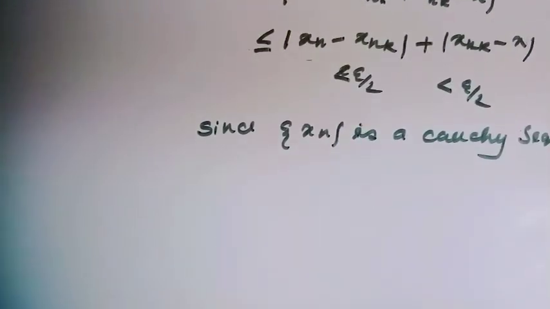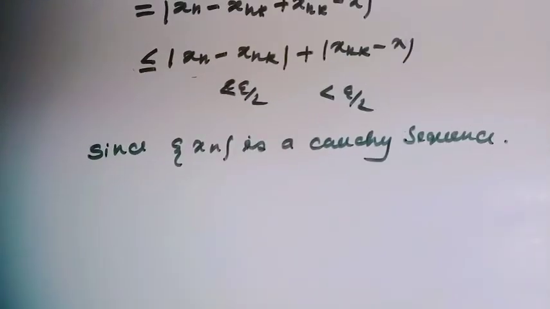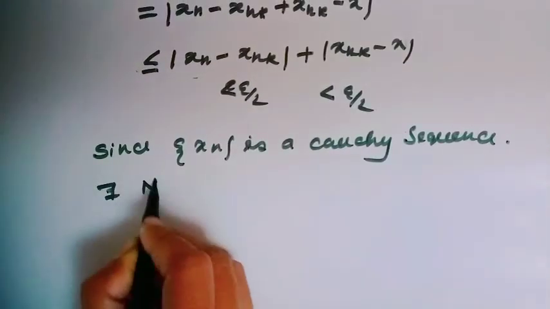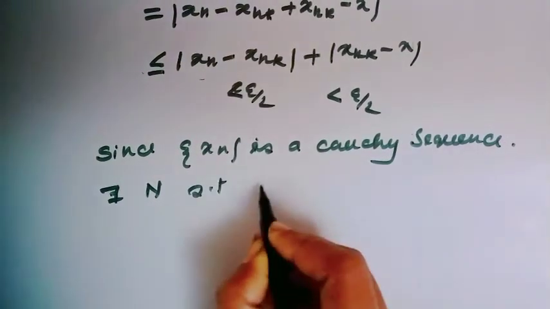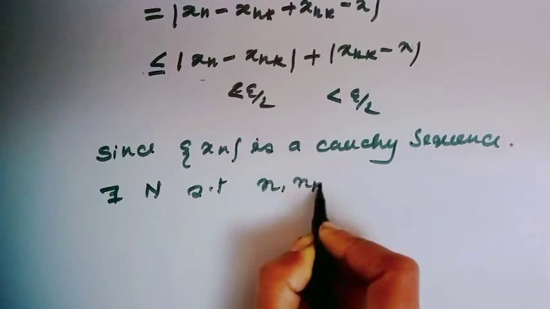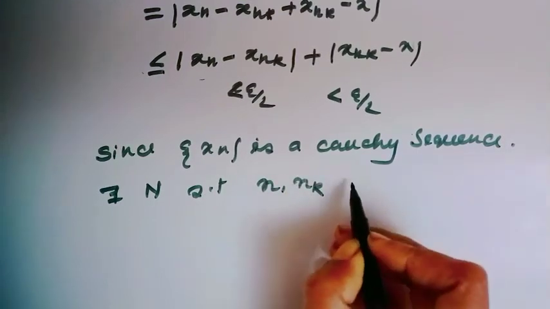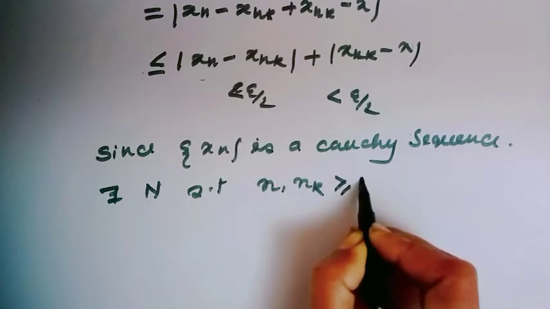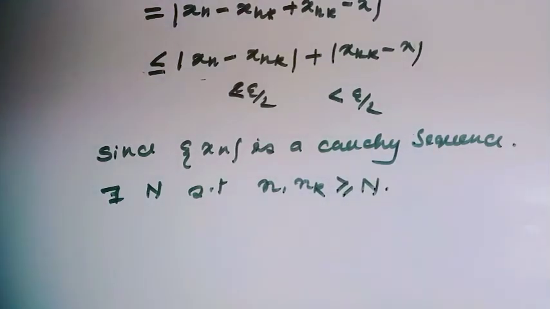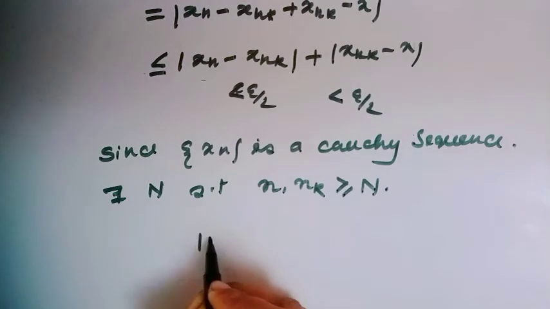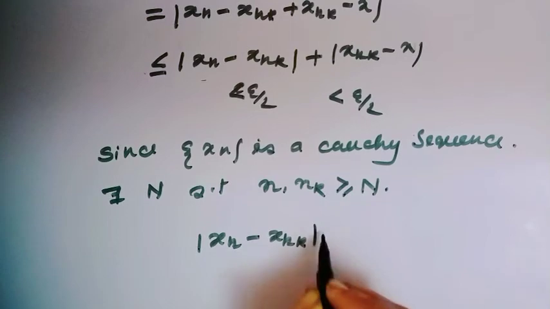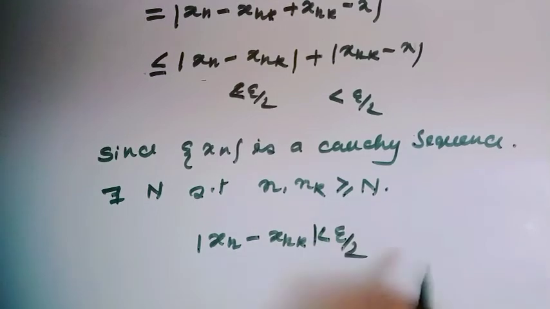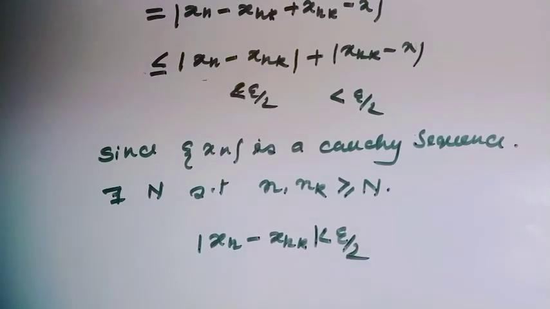then there exists capital N such that for nk strictly greater than N, the absolute value of xn minus xnk is strictly less than epsilon over 2. Okay? Are you getting my point?